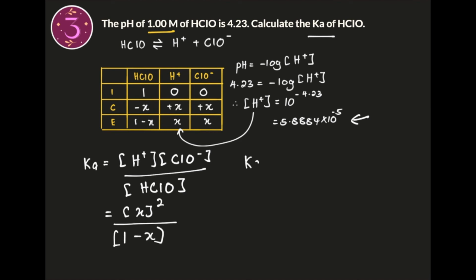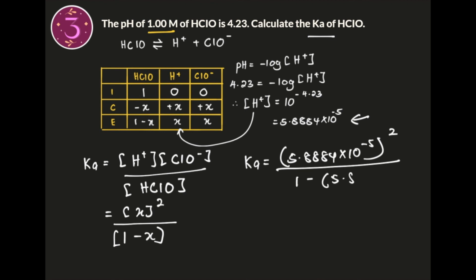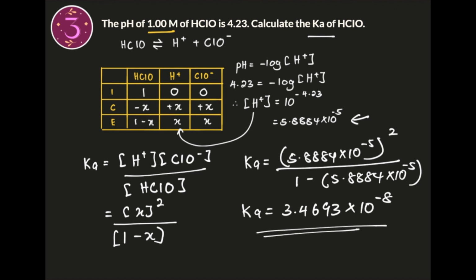So you will get your Ka is actually equivalent to 5.8884 times 10 to the power of negative 5, this one squared, divided by 1 minus 5.8884 times 10 to the power of negative 5. Therefore, you will get your value of Ka equivalent to 3.4693 times 10 to the power of negative 8. So this is the final answer for the third question.